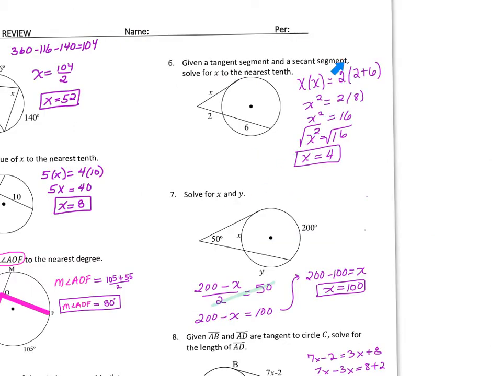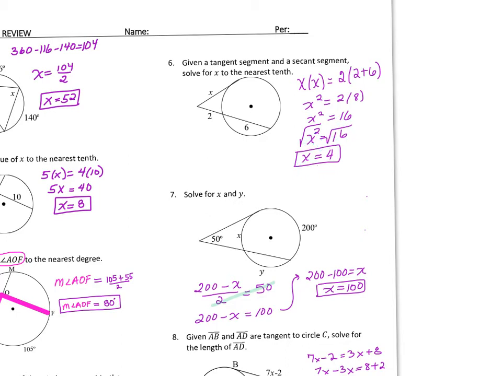Number 6. This is a tangent and a secant. X times x equals 2 times 2 plus 6. 2 plus 6 is 8. 8 times 2 is 16. X squared equals 16. If I square root both sides, x is equal to 4.